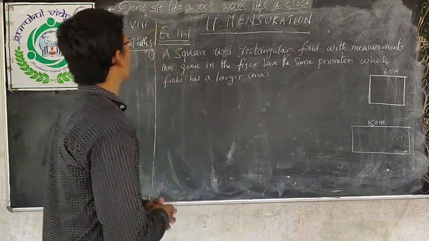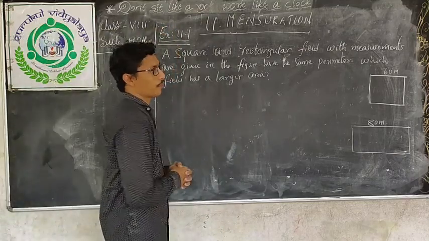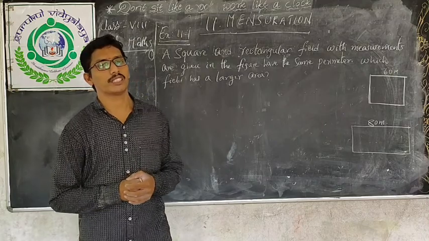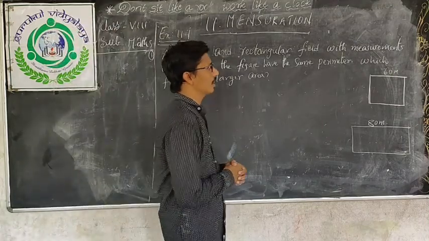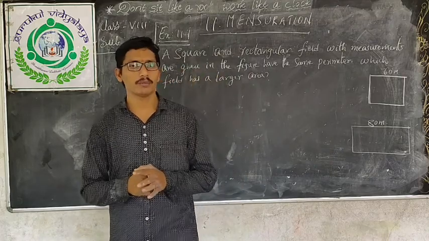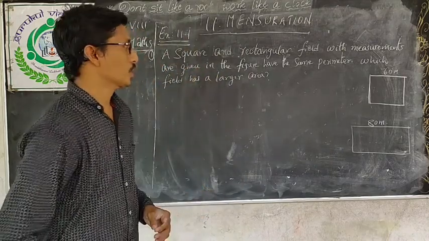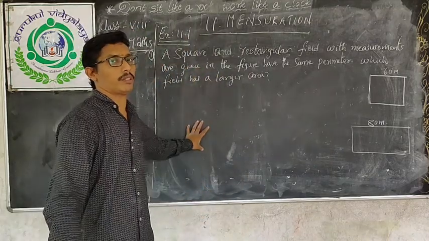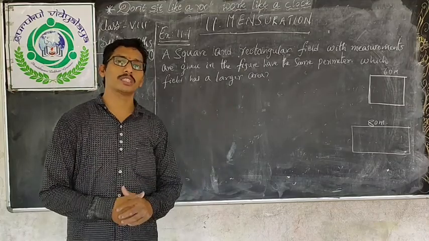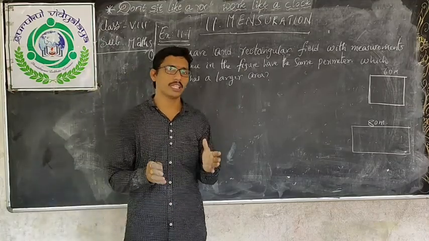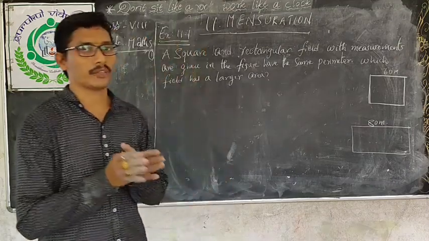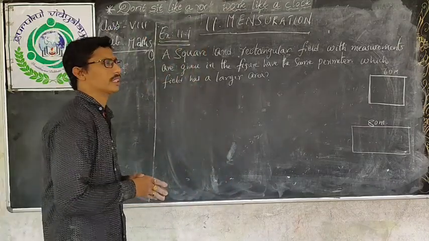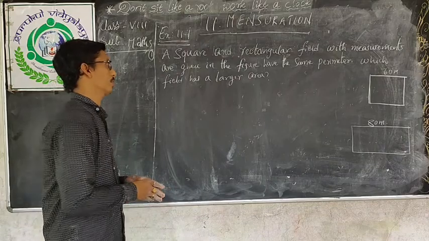See children, mensuration is a very big chapter, and there will be a large number of different questions. But all the problems in this chapter are very easy. Before doing these problems, first you have to learn by heart all the formulas in mensuration. What are they? Area of a square, area of a rectangle, perimeter of a square, perimeter of a rectangle. All these you have to learn thoroughly by heart.